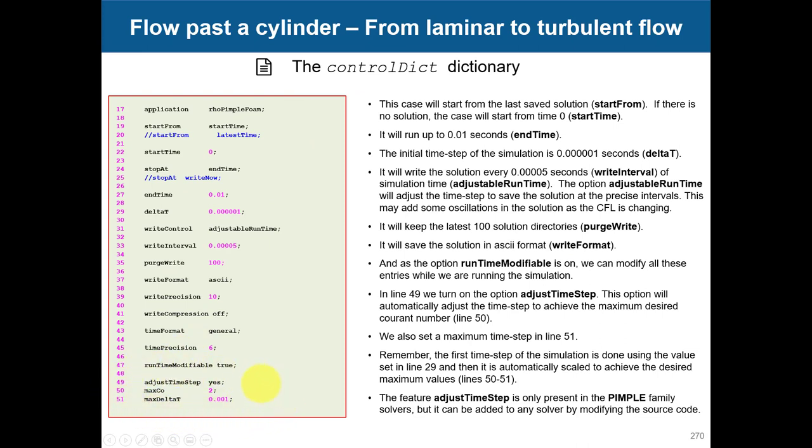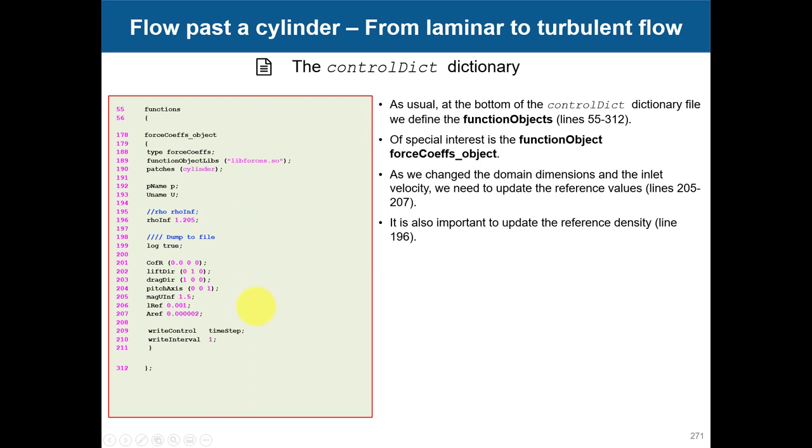So this is another advantage of these solvers that are based on the PIMPLE pressure-velocity coupling, or rhoPimpleFoam, pimpleFoam, interFoam, and so on: you can use these options to control the time step to have a given Courant number. So in this case, the Courant number is 2. Actually, I think it's 10. Okay, and then you define the standard function objects.